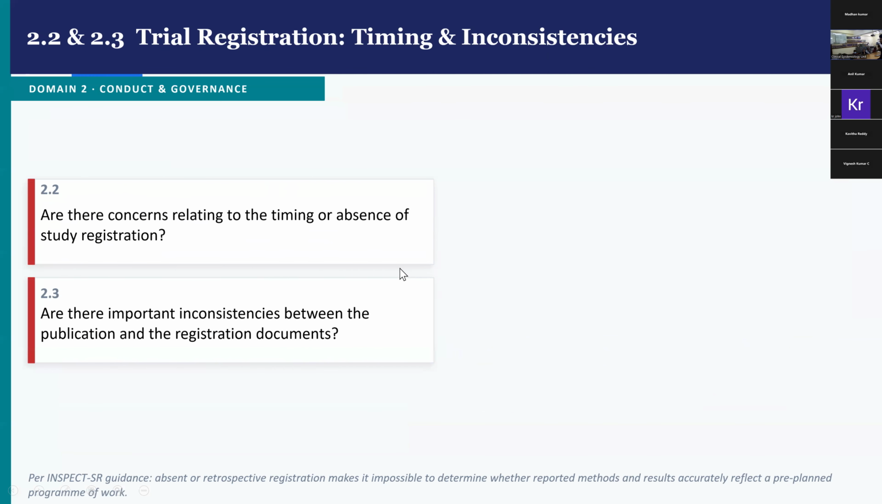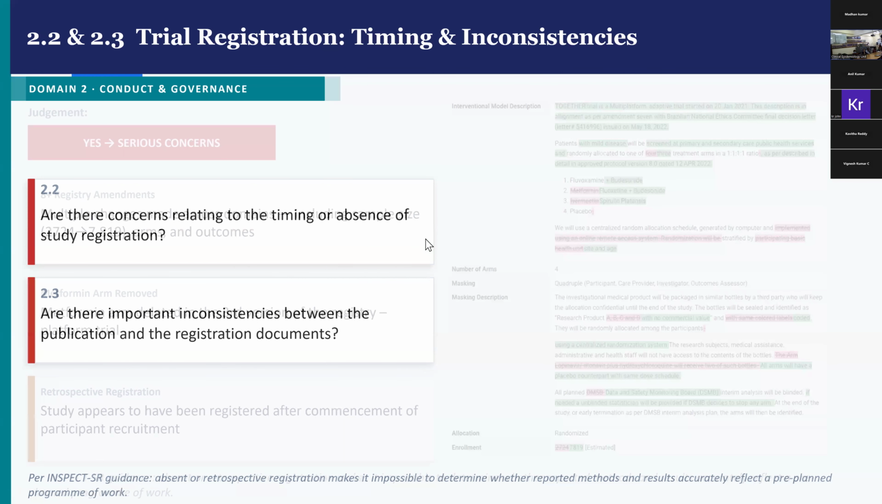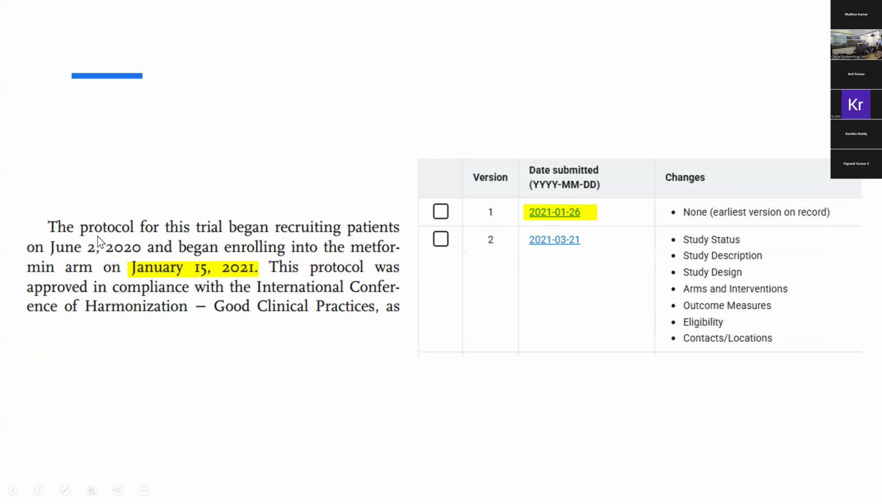The second and third questions under the second domain involve assessment of the trial registration with regards to timing and its inconsistencies. The second question is, are there concerns related to the timing or absence of study registration? Here we notice that the study authors have reported that they began enrolling participants into the metformin arm from January 15, 2021. But when we entered the CTRI website and analyzed the plan of the study, we noticed that the first version of the study protocol was submitted as late as 26th of January 2021, which is after the participants were recruited in the study.